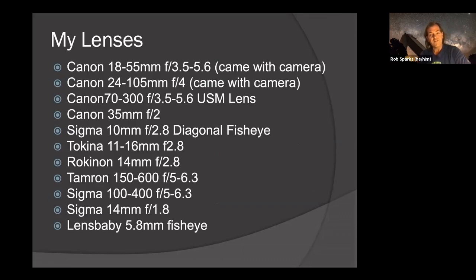Lenses, I have a whole variety of lenses. These are things I picked up over the years for different purposes. The 18-55, that's sort of a kit lens, comes with the camera. The 24 to 105 came with my 6D, that's a full frame one. The 73-300 I picked up used from someone, which was a nice lens for a long time. The 35 millimeter f2 is a nice fast lens. F2 is a very fast focal ratio, so you get a very short exposure.